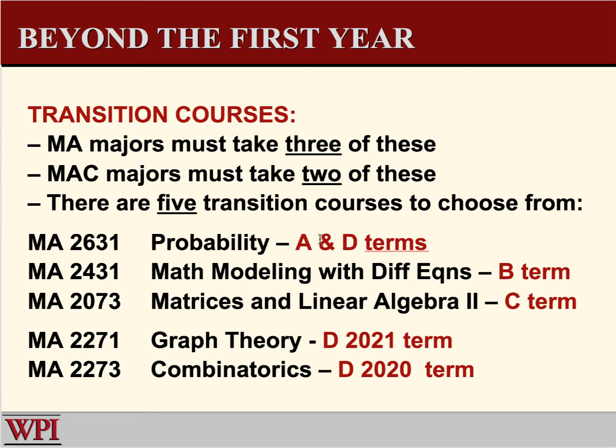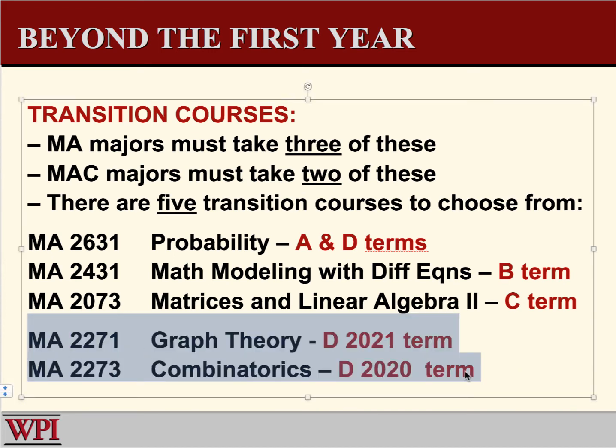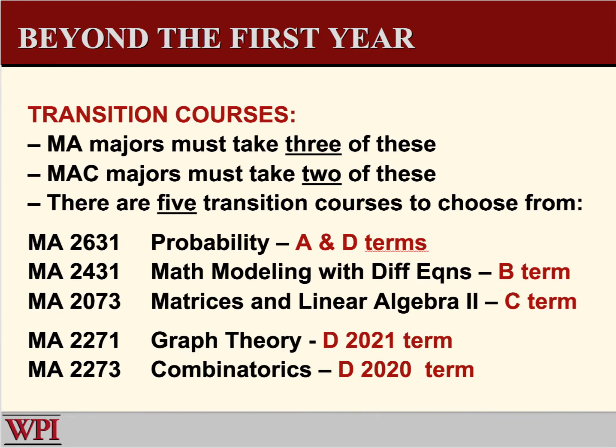We see probability is offered in both A and D term, math modeling with differential equations in B term, matrices and linear algebra 2 in C term, graph theory in D term, and combinatorics in D term. These two are every other year courses. They alternate. And it's really helpful to take these courses because they help you transition into the math major by focusing on proof and rigor. And so you want to be choosing some of these to align with your interests and also what you think you might want to specialize in.